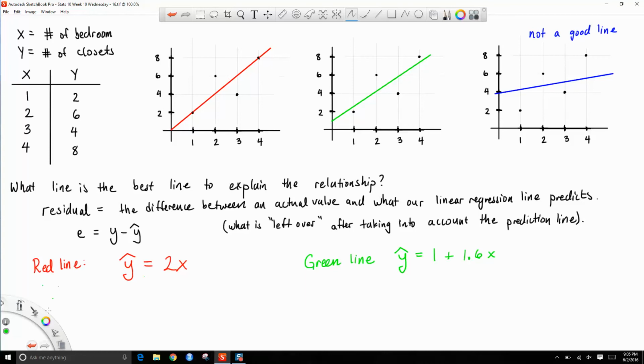Okay, and we're going to say the best line will be the line that minimizes the total squared residuals.